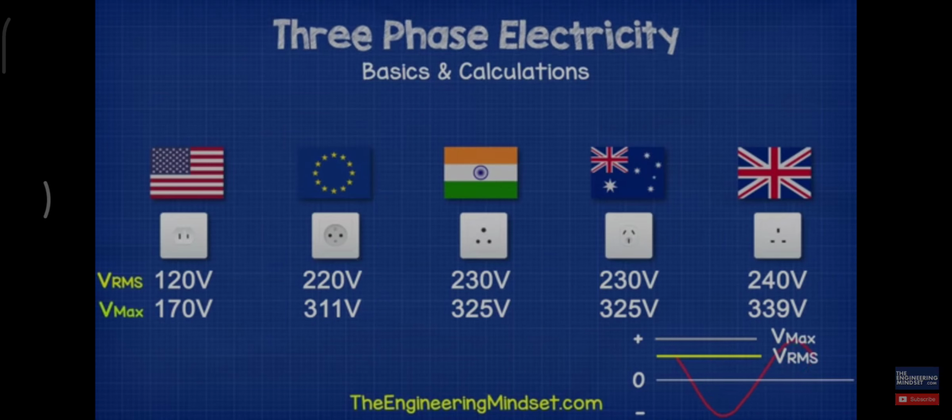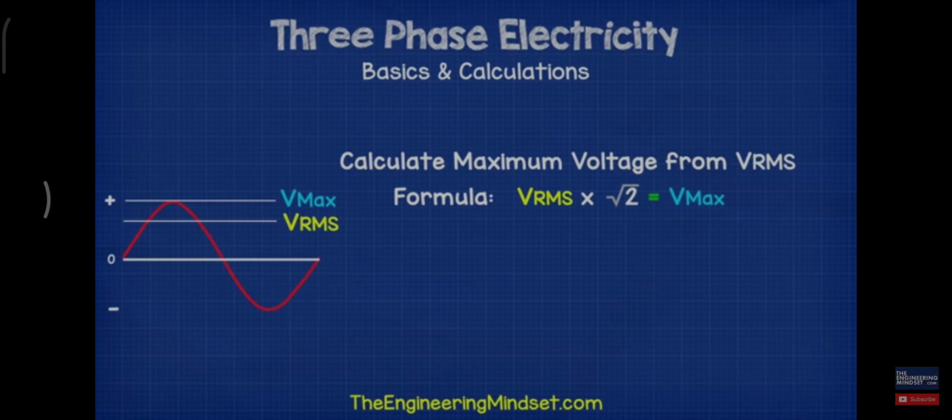The peaks are actually much higher. For example, in the US, the voltage at the socket can reach 170 volts, Europe reaches 311 volts, India and Australia reaches 325 volts, and the UK reaches 339 volts. We can calculate this peak or maximum voltage using the formula V RMS multiplied by the square root of 2.